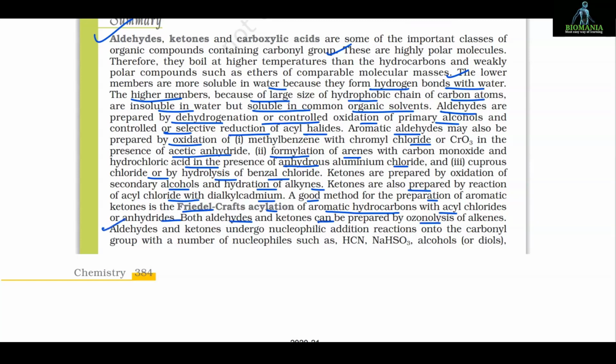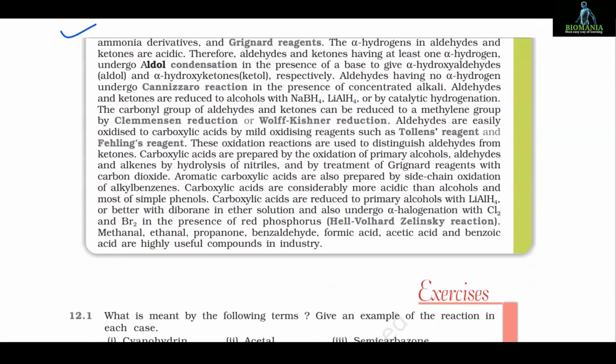Aldehydes and ketones undergo nucleophilic addition reactions onto the carbonyl group with a number of nucleophiles such as HCN, NaHSO3, alcohols or diols, ammonia derivatives and Grignard reagents. The alpha hydrogens in aldehydes and ketones are acidic. Therefore, aldehydes and ketones having at least one alpha hydrogen undergo aldol condensation in the presence of a base to give alpha hydroxyaldehydes, that is aldol, and alpha hydroxyketones, that is ketol, respectively. Aldehydes having no alpha hydrogen undergo Cannizzaro reaction in the presence of concentrated alkali.